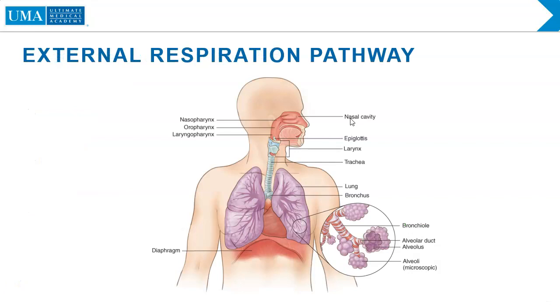And here we are, the external respiration pathway. Looking at the structures of the respiratory system, starting here with the nasal cavity, this is where the air comes in and gets warmed up and moistened. And then we enter the pharynx, which is divided into the nasopharynx, the oropharynx, and the laryngopharynx. Then the air moves down through the trachea, into the primary bronchi, separating into the secondary bronchi, leading to the end. And in the end, here's where we have the alveoli and the exchange of oxygen and carbon dioxide.